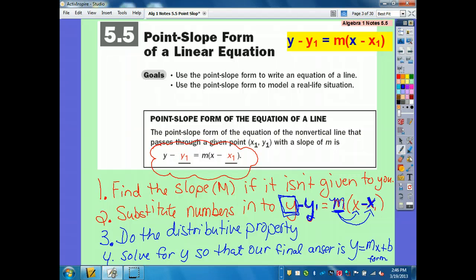So there's basically 4 steps to the problems today. If the slope isn't given to us, we find it. Then we substitute numbers in. All right, we'll substitute a number here, here, and here. There's 3 numbers we'll have to substitute in. Do the distributive property, and then solve so it's y equals mx plus b. All right, let's practice.